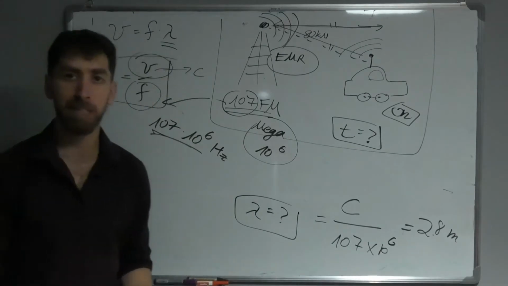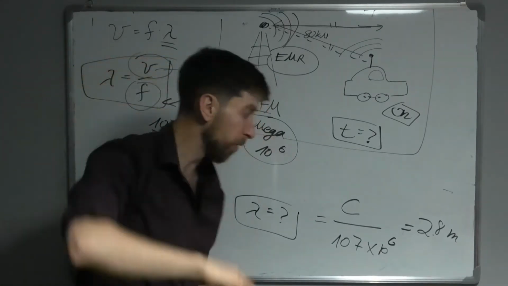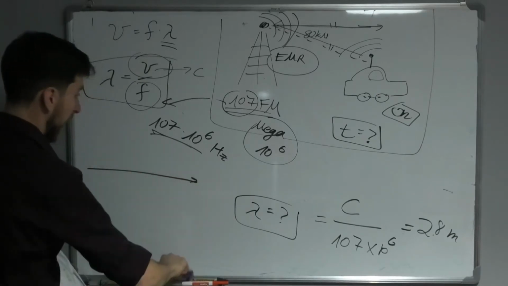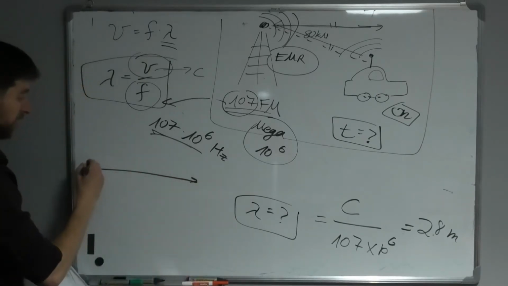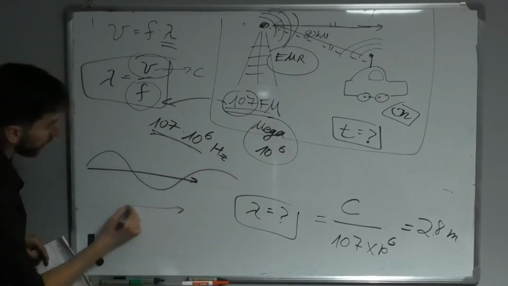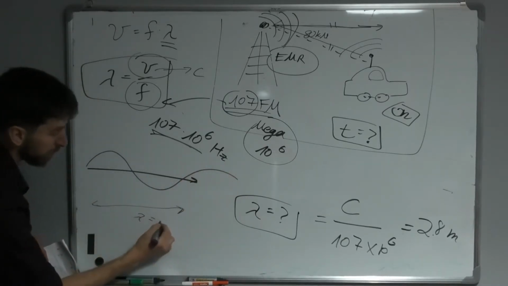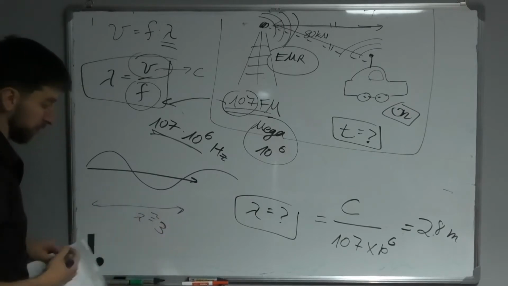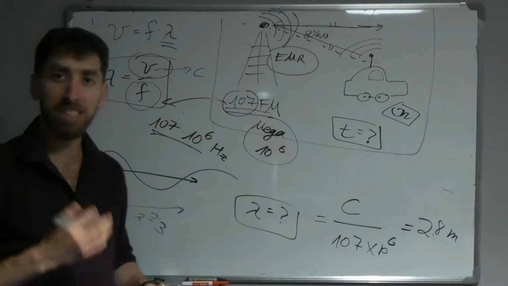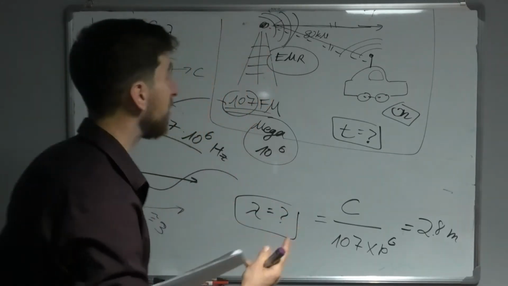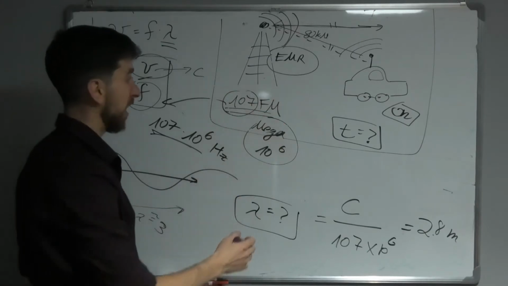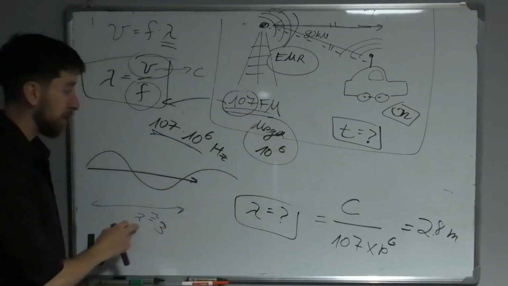What does it mean? It means that you take the wave, and it's going to look like this, but this distance from here to here, this is the wavelength. It's going to be almost 3 meters. It's going to be so wide, so long. And this is the reason it's actually keeping energy. So using these frequencies, you're actually keeping the energy.